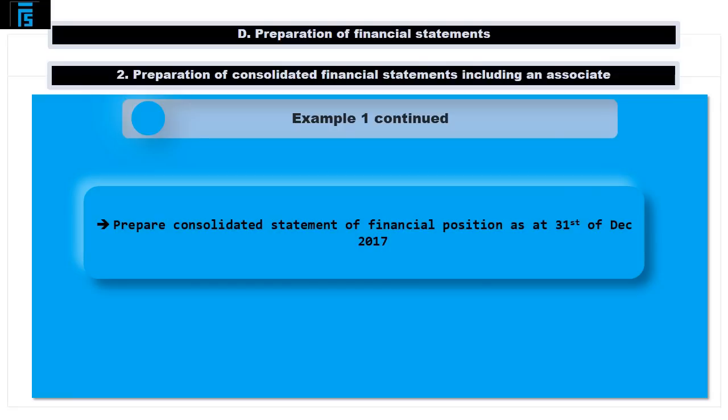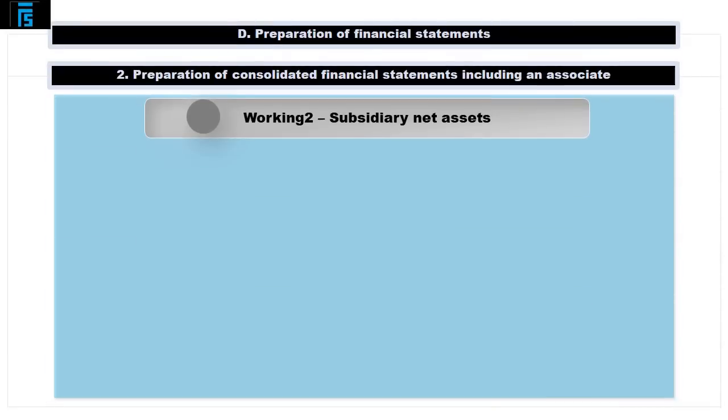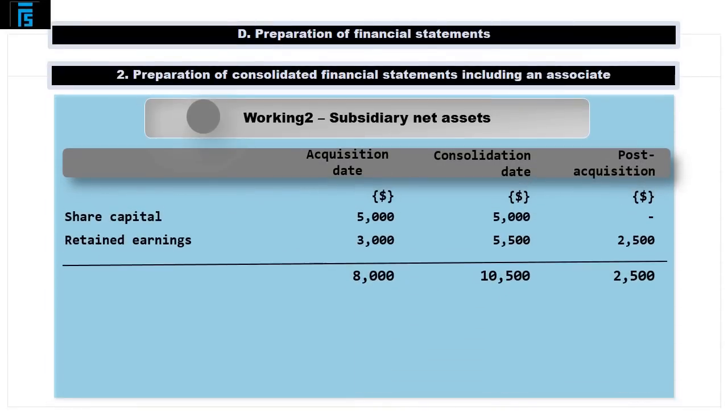As always, the first working concerns group structure, and we write that P owns 80% of S. The second working is subsidiary net assets, where we find the standard 3 columns and just 2 rows, seeing as no fair value adjustments are in fact required in respect of the subsidiary's net assets.